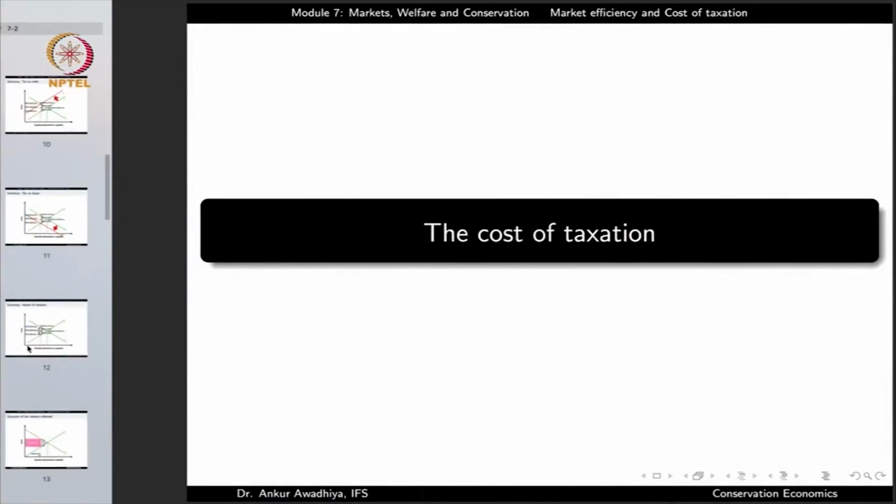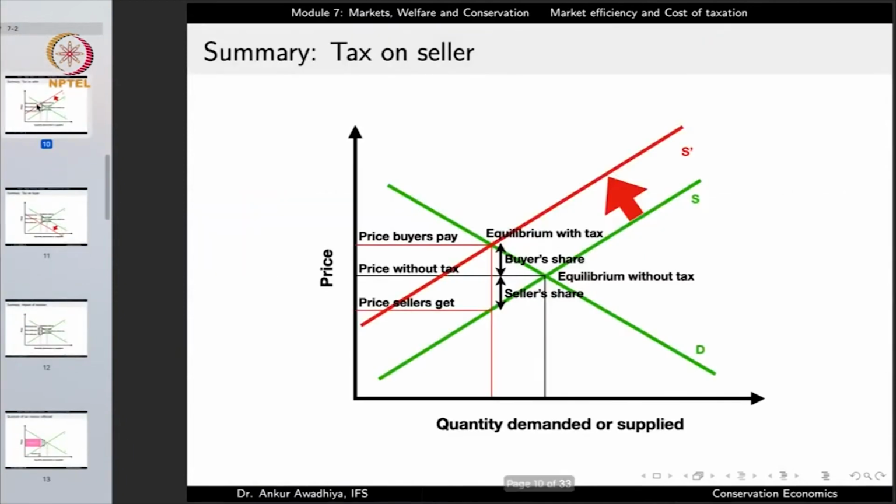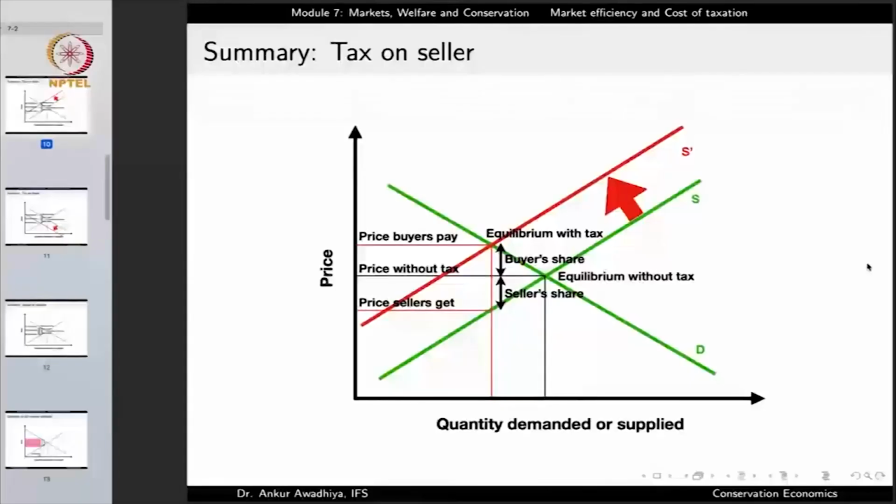So before we look at the cost of taxation, let us summarize what we had seen before. The taxation can be imposed on a seller. So in this case, the government may say that whenever the seller makes or sells a good, the seller will be taxed. So say the government says that for every pen that the seller sells, the seller will have to pay 50 paise of tax.